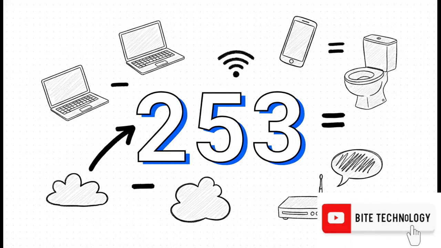So, if we take our 256 total addresses, subtract the untouchable leader, the chatty Cathy broadcast address, and the router itself, we arrive at the true mathematical answer. You have exactly 253 usable IP addresses left to hand out to your laptops, your phones, your smart bulbs, and yes, even your smart toilets.